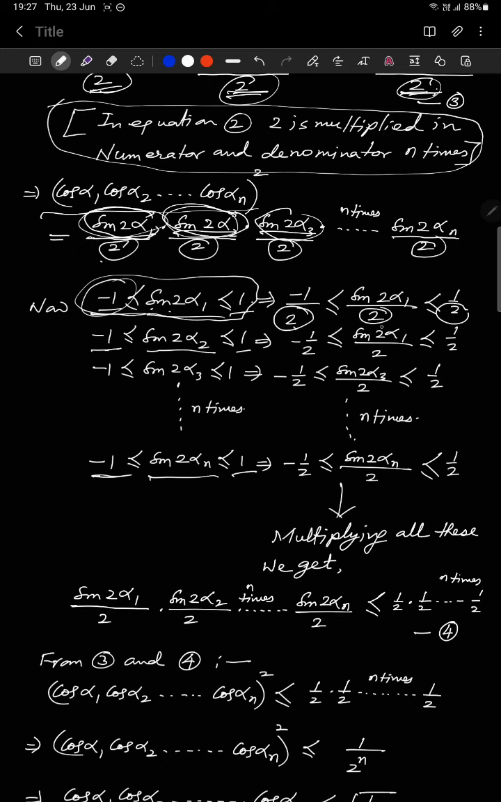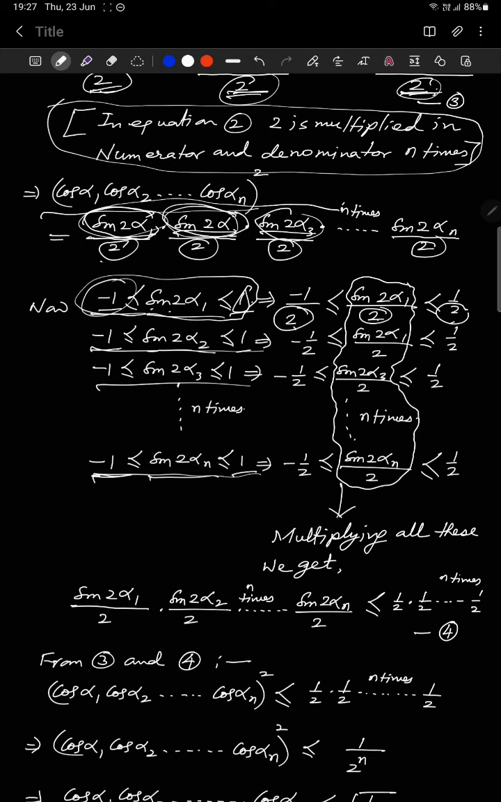This sin 2 alpha 1 becomes sin 2 alpha 1 divided by 2, and this 1 becomes 1 divided by 2. The same thing is done with this, and finally with this. So what we are left with in the middle, this whole quantity which was present over here in the numerator, not numerator, this step we are left with over here. I hope you all are getting this.